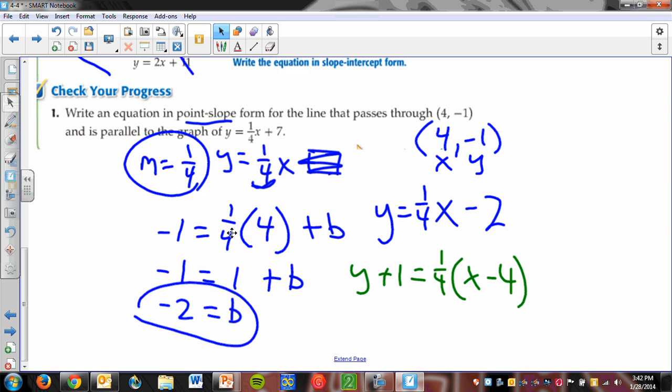So y equals mx plus b. Multiply together, subtract the other side. We find b. We got b and m. We have y equals 1/4 x minus 2. Parallel lines are that simple. They're going to give you x and y. You can find m, plug it in, solve for b.